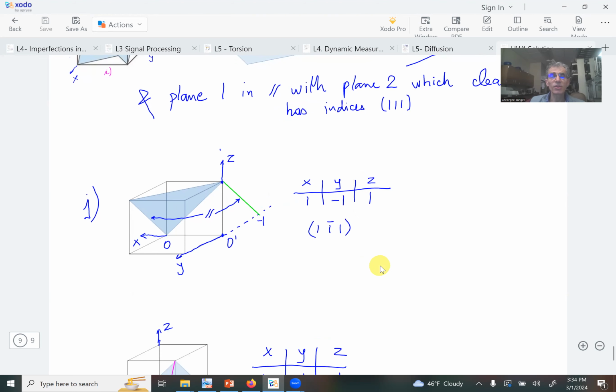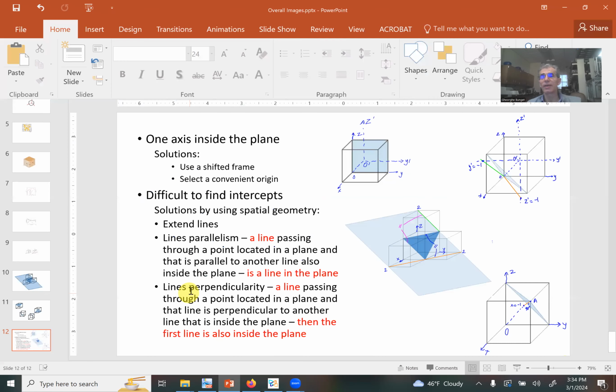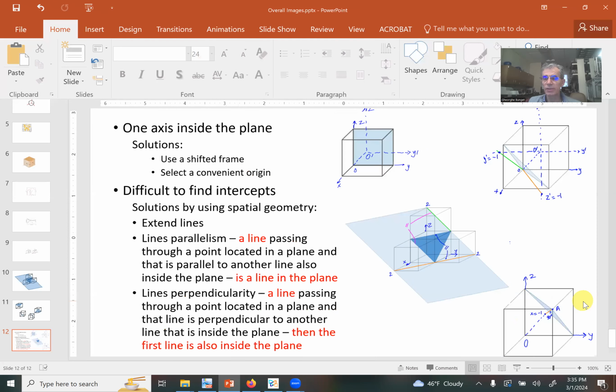And the second situation, the third situation right here, is when we have line perpendicularity in 3D space, in the same plane. For example, a line that passes through a point that belongs to a plane and is perpendicular to another line that is in the plane is also in the plane. And it helps to find the intercepts in that case.